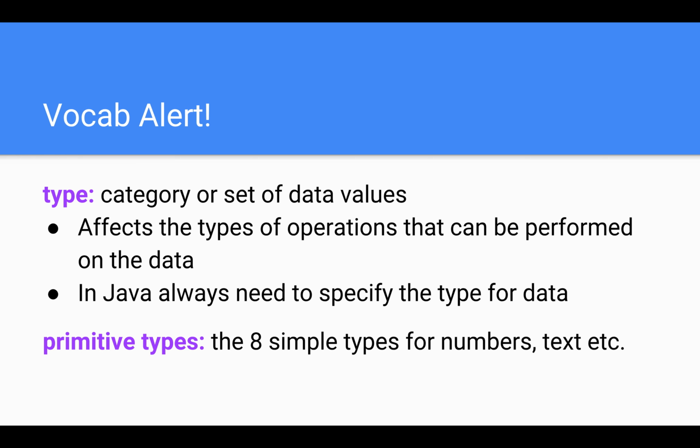So, some vocab. A type is a category or set of data values. It affects the types of operations that can be performed on the data, and in Java, you always need to specify the type for data. And then primitive types are the 8 simple types for numbers and text, etc. in Java.